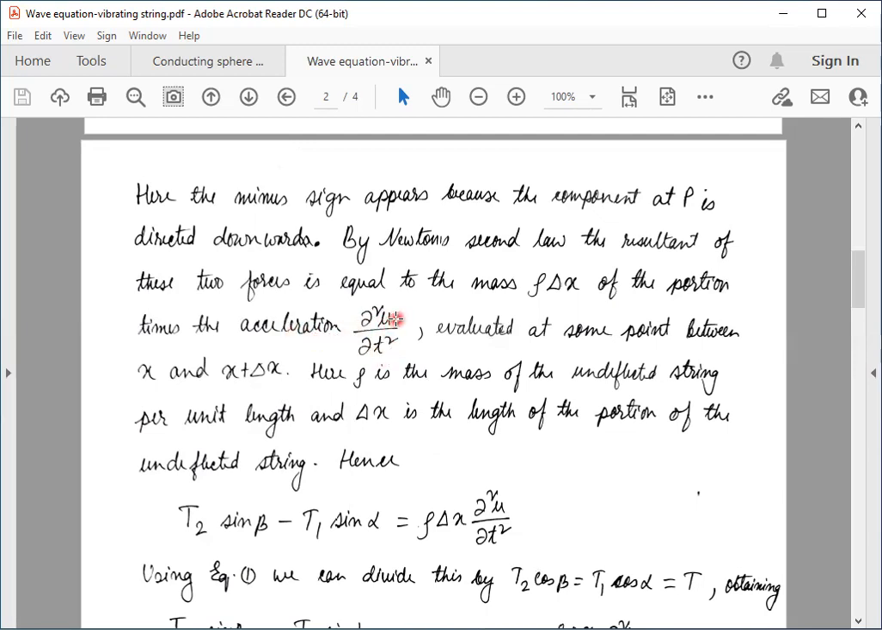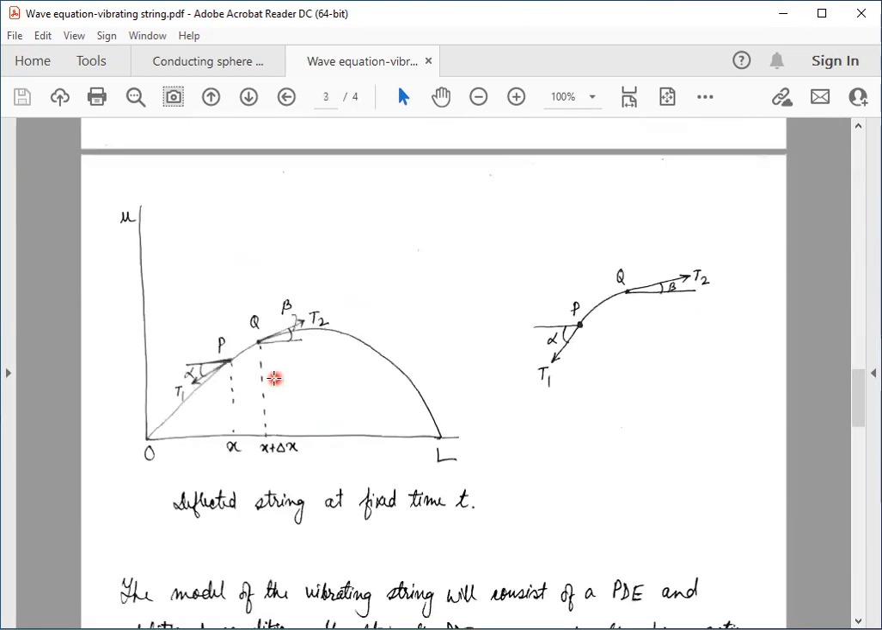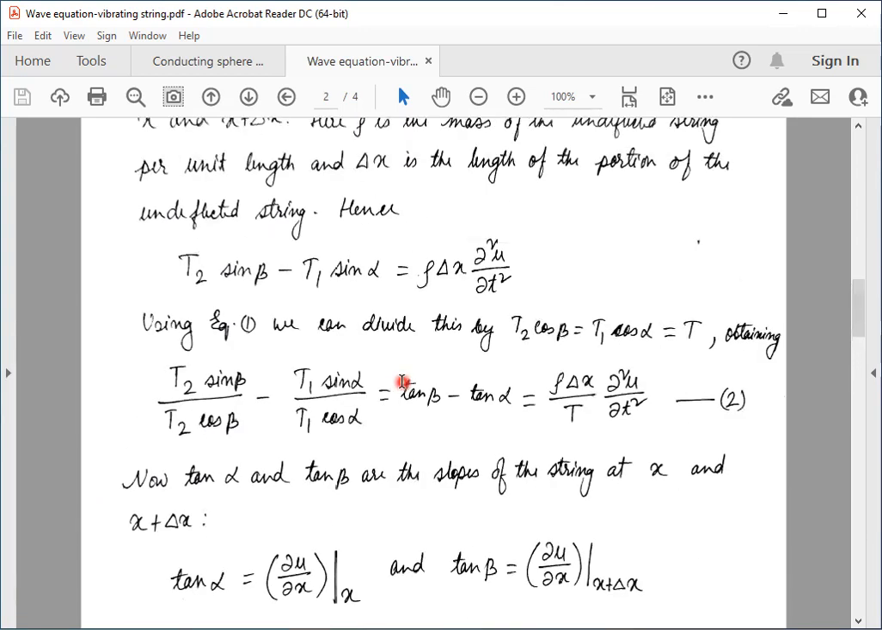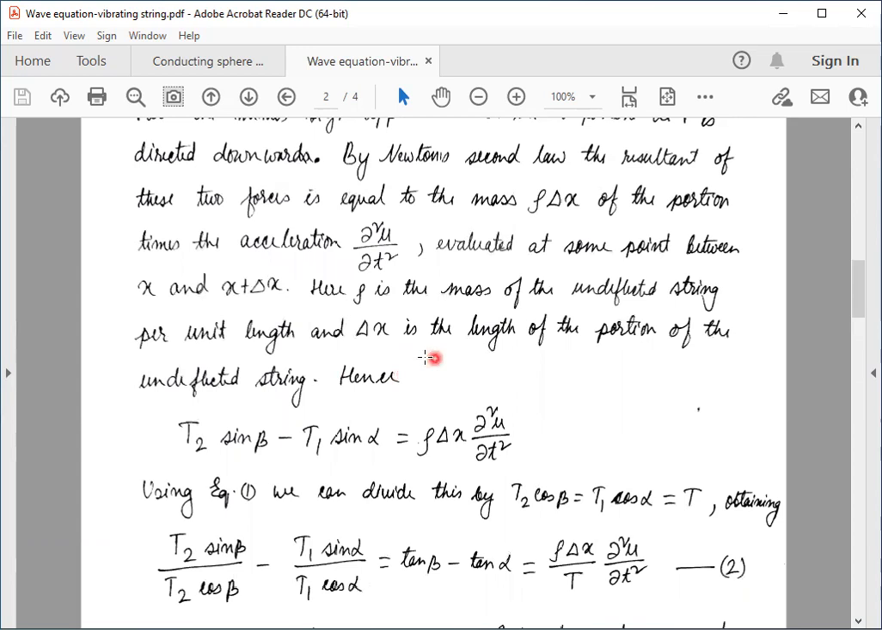Here u is a function of x and t, so we have taken a partial derivative, and this partial derivative is evaluated at some point between x and x plus delta x, that is, anywhere between these two points. Here, rho is the mass of the undeflected string per unit length, and delta x is the length of the portion PQ of the undeflected string.